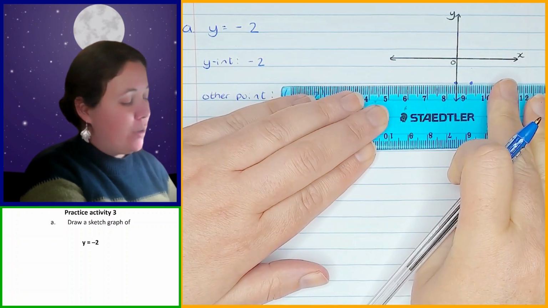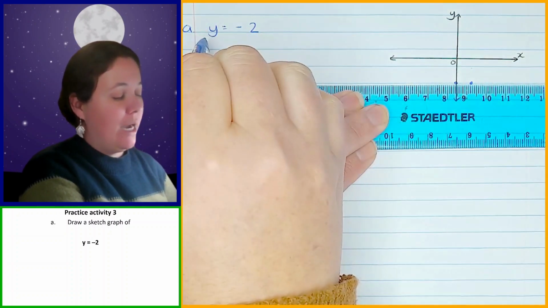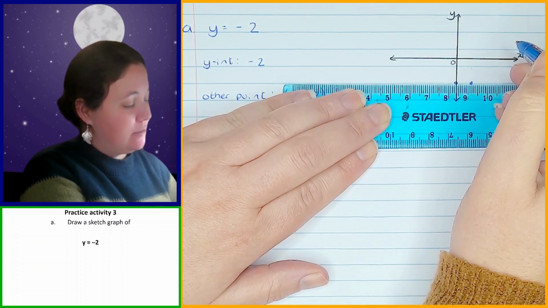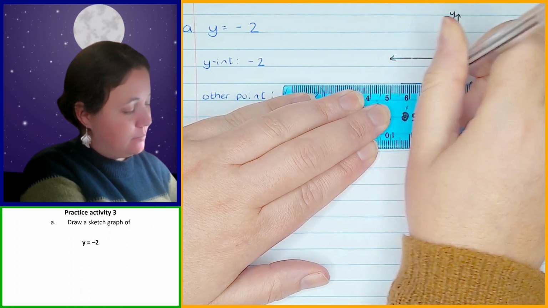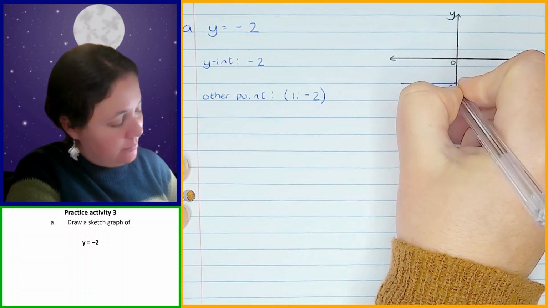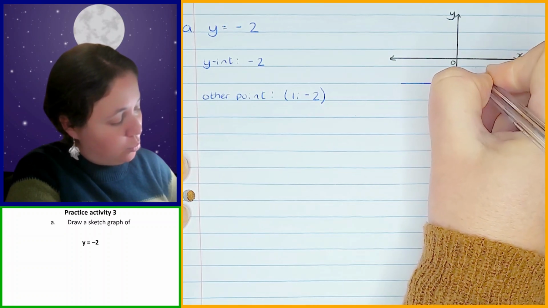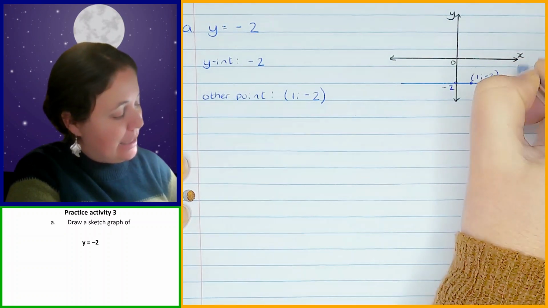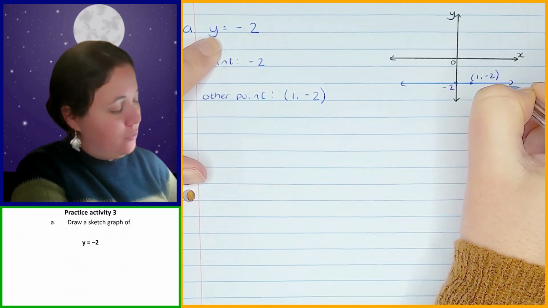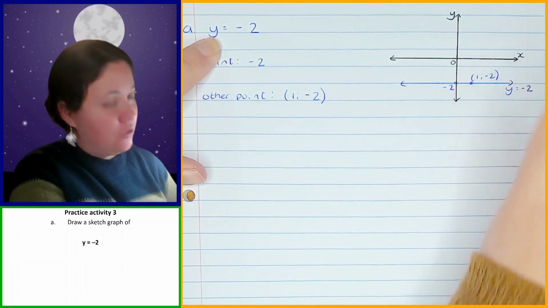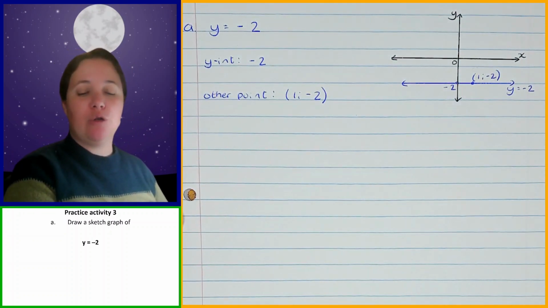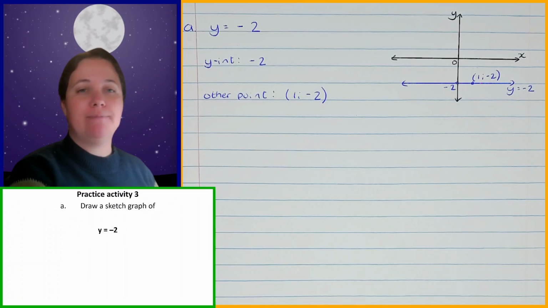And now remember, whenever you've got an equation in the form y equals a number, it's going to be parallel to the x-axis. Okay, so this is -2 over here, and here I've got my point 1, -2, and then I'm going to label my graph y equals -2. Okay, so that's what you should have got for question A. Right, now we're going to go on to the last one for today, which is question B.